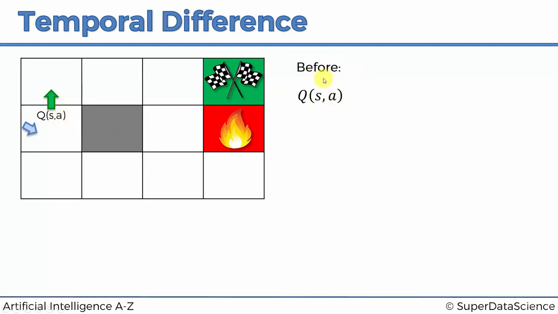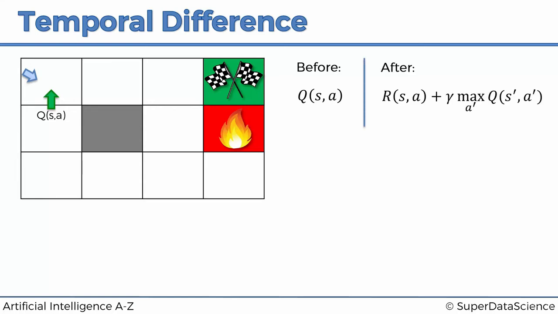And here I'm saying before, and the reason for that is because that is before he takes the action. He hasn't taken the action yet, so he's still in this cell. And before he's taken the action, the value here is Q(S, A). And now he actually takes the action. So let's say he decides this is the best one. He takes the action and he moves up to this cell. Well, now what happens is now comes after.